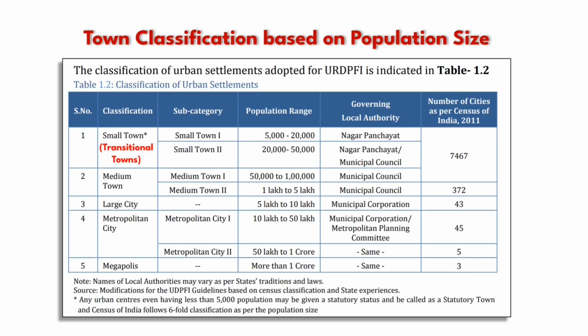Metropolitan city type has two subcategories, in which a city with population 10 lakh to 50 lakh comes under metropolitan city 1, and a city with population 50 lakh to 1 crore will come under metropolitan city 2. These cities can be governed by a municipal corporation or metropolitan planning committee. Fifth and the last category is megapolis. This title will be given to a city with more than 1 crore population, and it will also be governed by a municipal corporation or metropolitan planning committee.